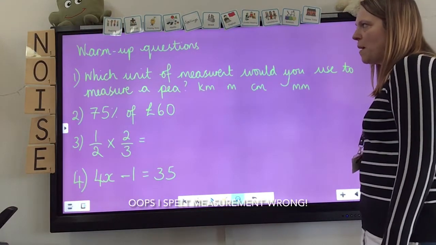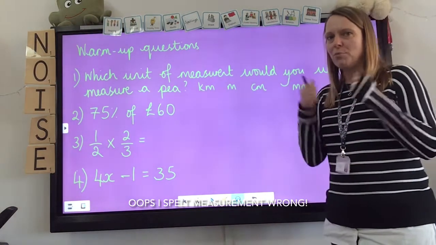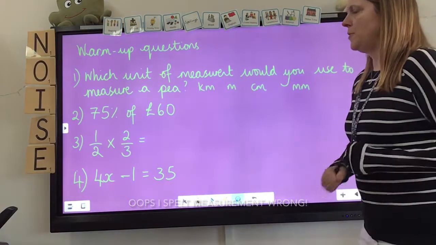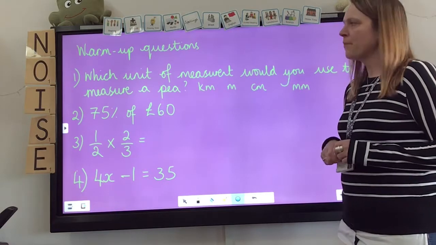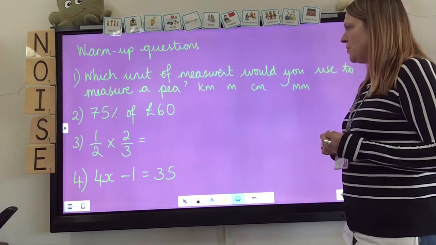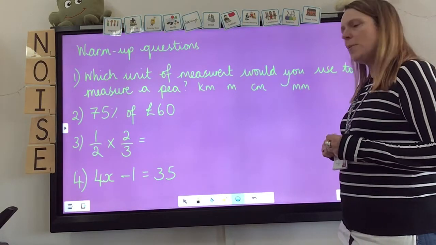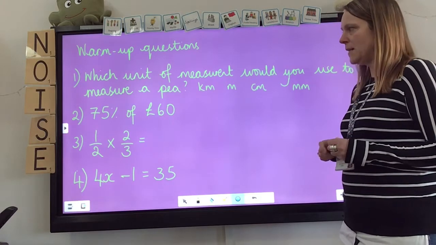Okay, so let's do some warm-up questions first, just to get our maths brains going before we move on to the main part of the lesson. I've got 4 questions there for you to think about. Which unit of measurement would you use to measure a pea? It'd be kilometres, metres, centimetres or millimetres.